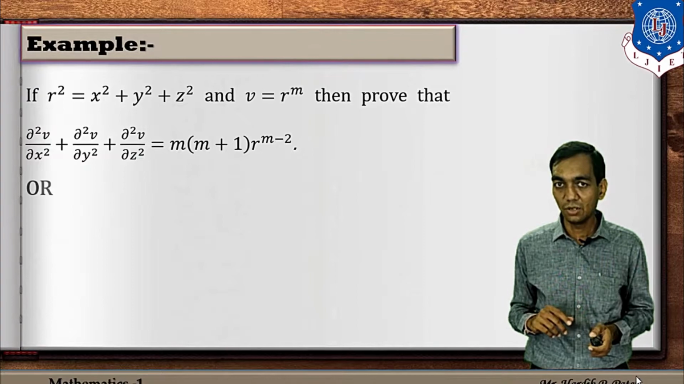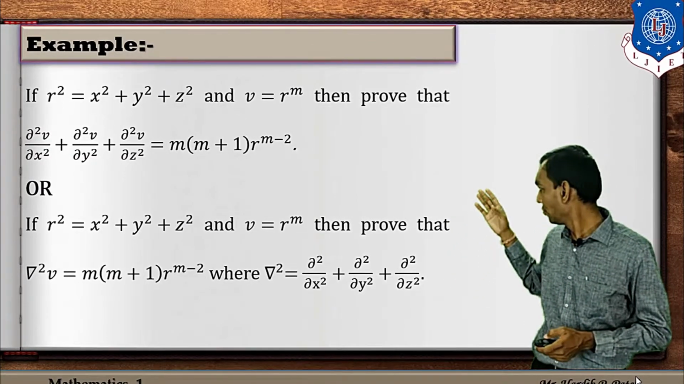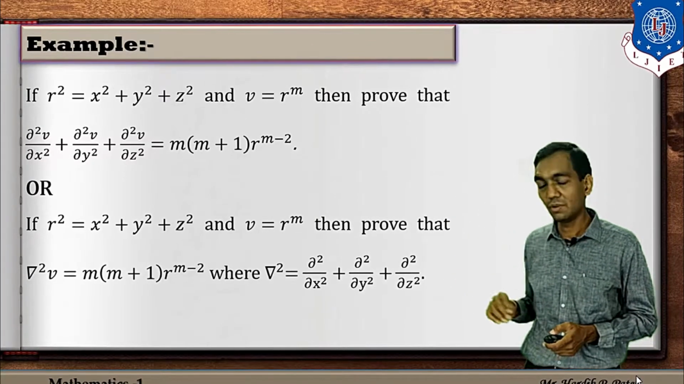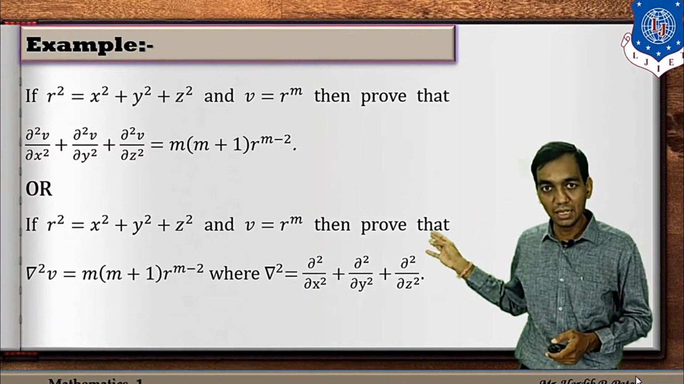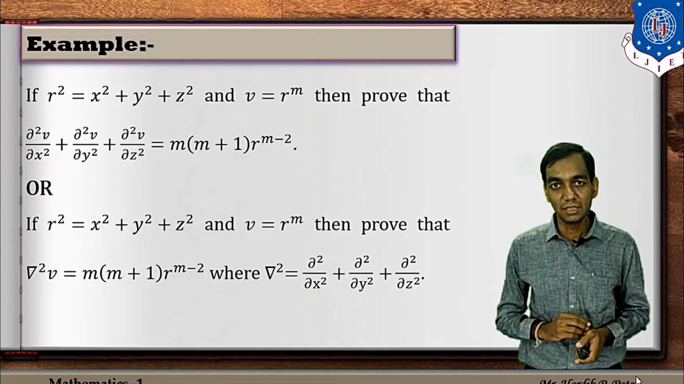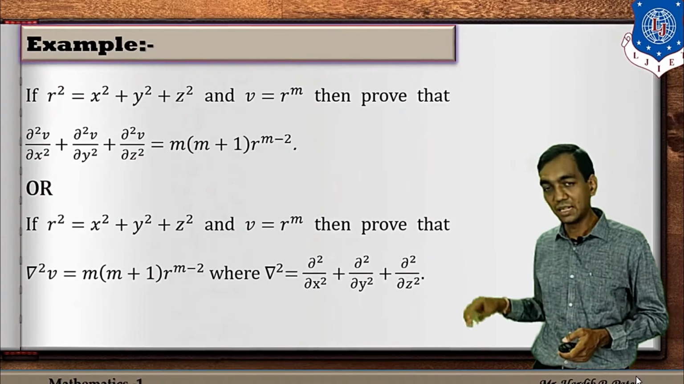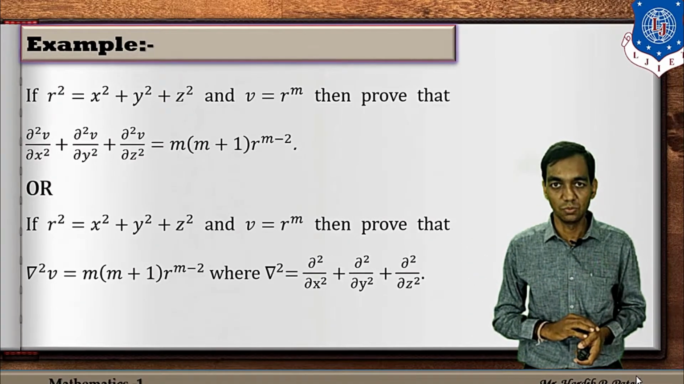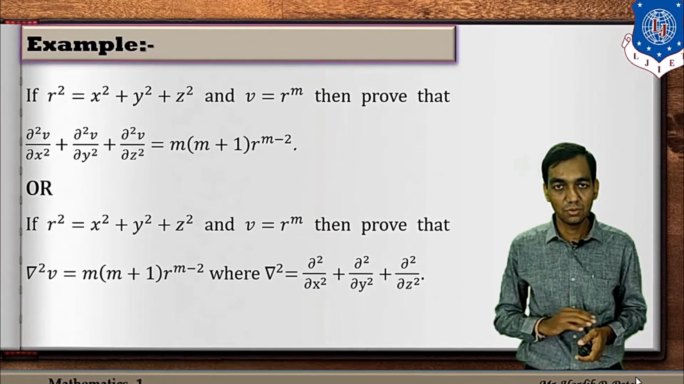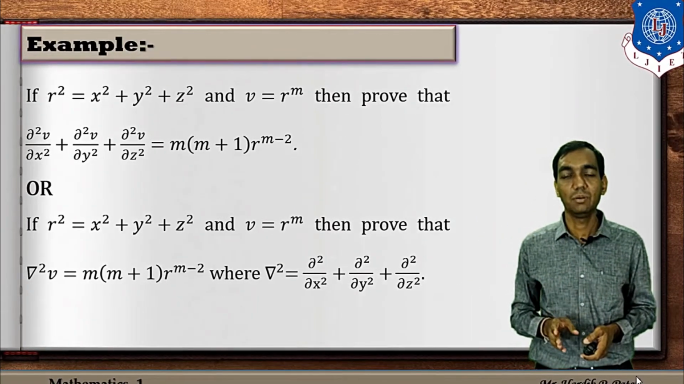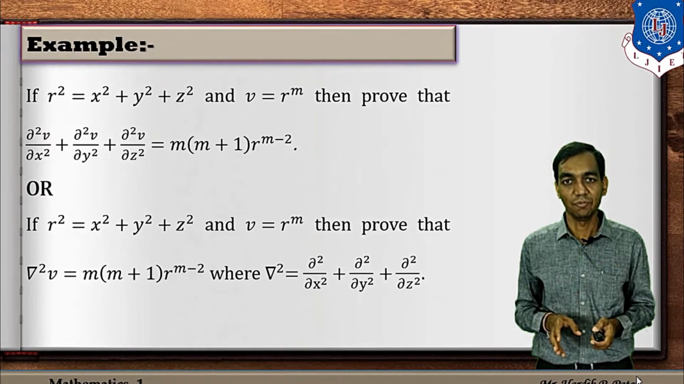So instead of this, it may be asked in the form of: if r square is equal to x square plus y square plus z square and v is r raised to m, then prove that nabla square of v is equal to m into m plus 1 times r raised to m minus 2. Here nabla square is nothing but del square upon del x square plus del square upon del y square plus del square upon del z square.